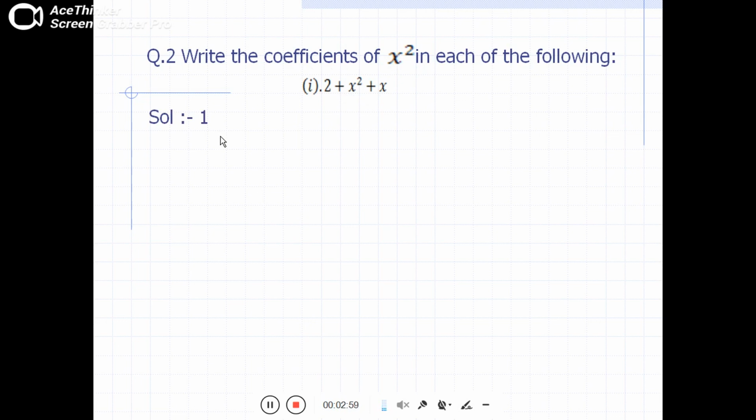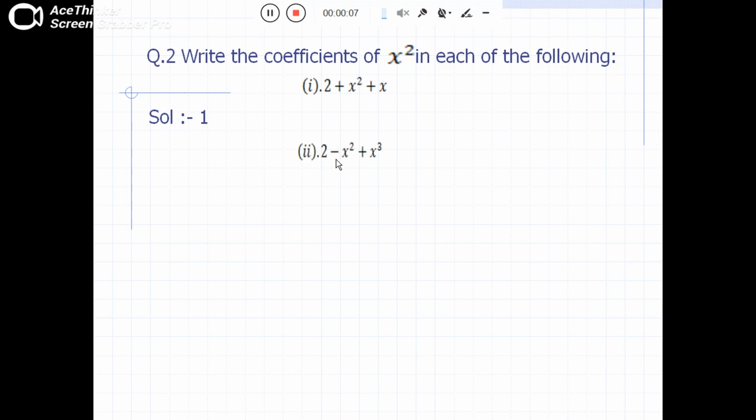Okay students? Let us see the second part. Your polynomial is 2 minus x square plus x cube, and we are going to find the coefficient of x square. It also has three terms, but we have to search for the x square term. This middle term is minus x square, so the coefficient of x square in this polynomial is minus 1, because minus x square is written.